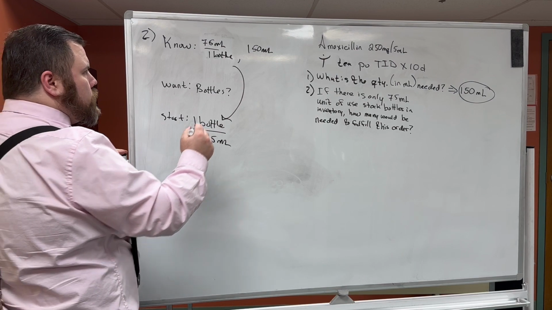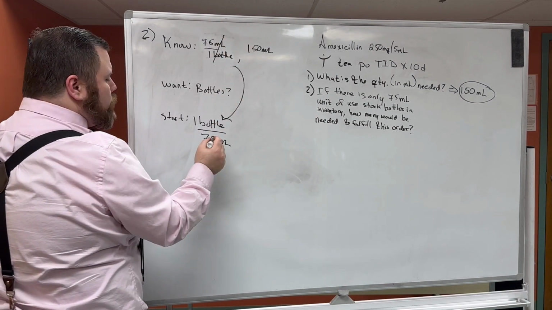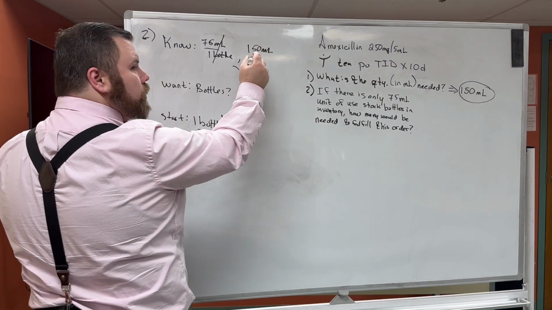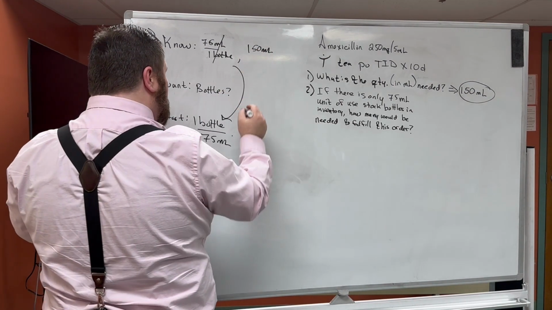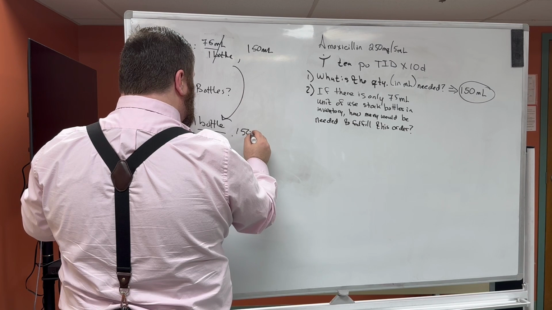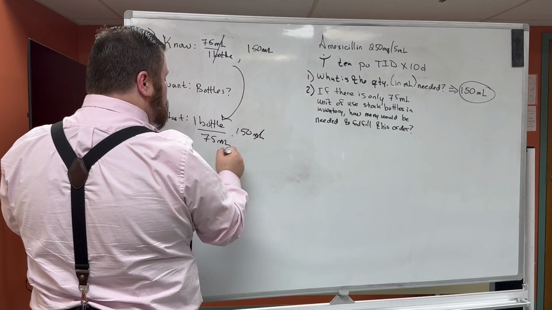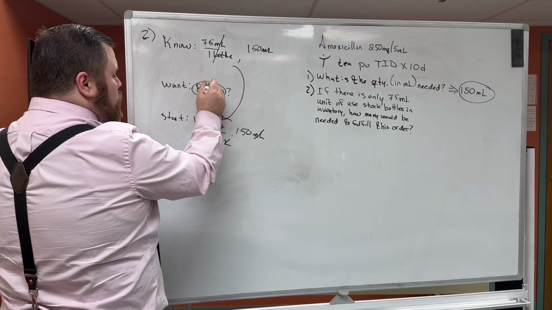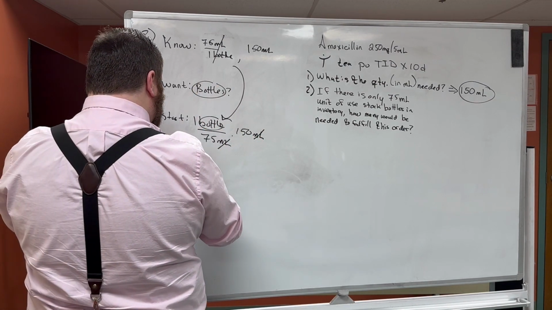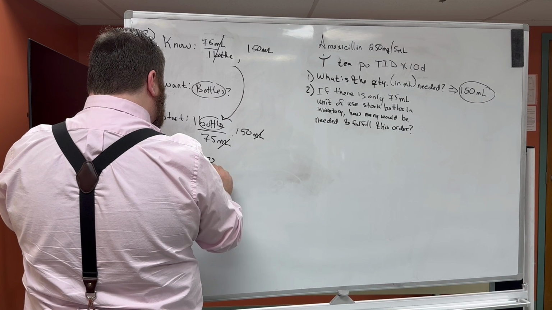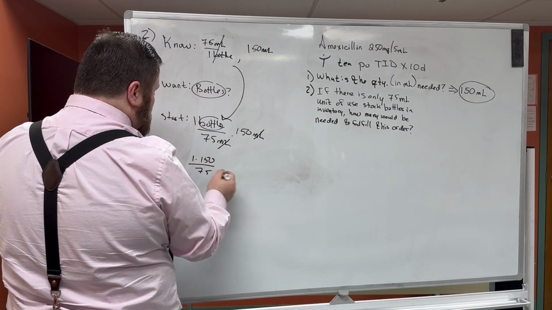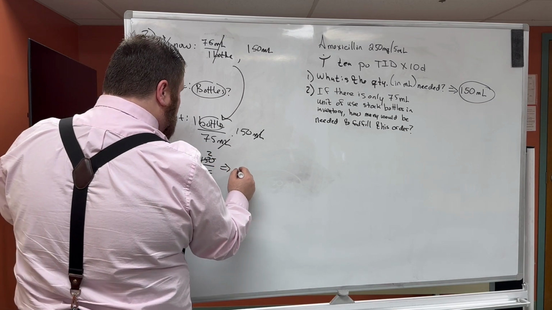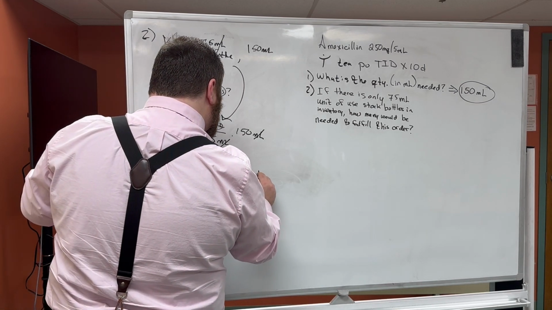Perfect. So that gets rid of that. But how do we get rid of these mLs? Well, we simply multiply it by our other variable that we know, the 150 mLs up here. Because we'll find that the mLs cancel mLs, and we're left with bottles, which is what we want. Therefore, let's do the math. 1 times 150 divided by 75. 75 goes into 150 2 times, therefore the answer is 2 bottles.